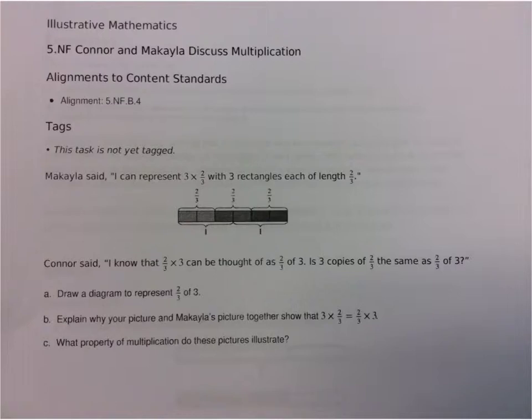So it applies to the standard 5.NF.B.4, and we're going to be talking about Michaela, who started off saying, I can represent 3 times 2/3 with 3 rectangles, each of length 2/3. So go ahead and copy down what she just did right here. This little box right here that I'm putting in red. So Michaela thinks that she can do 3 times 2/3 if she draws 3 rectangles split into 2/3.